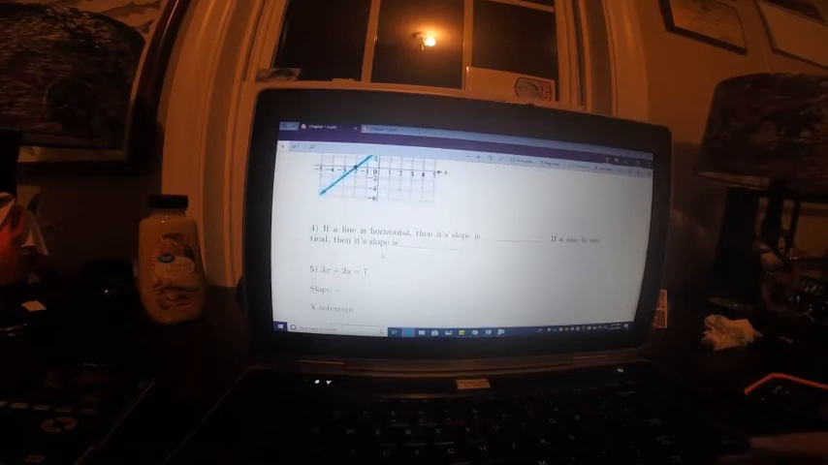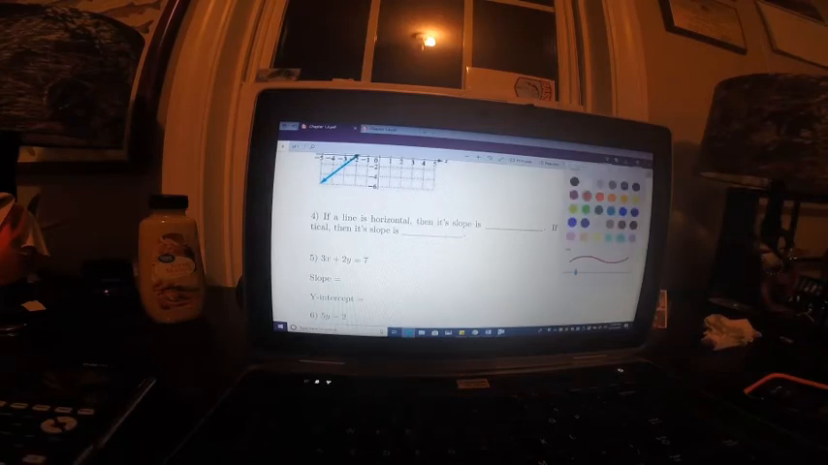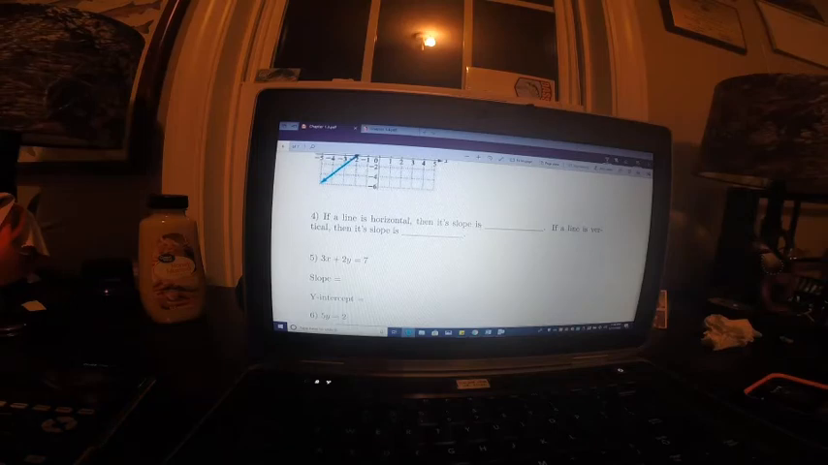If we move on to number 4, it says if a line is horizontal, then its slope is blank. If a line is vertical, then its slope is blank. So here, if a line is horizontal, its slope is 0. If a line is vertical, its slope is undefined.